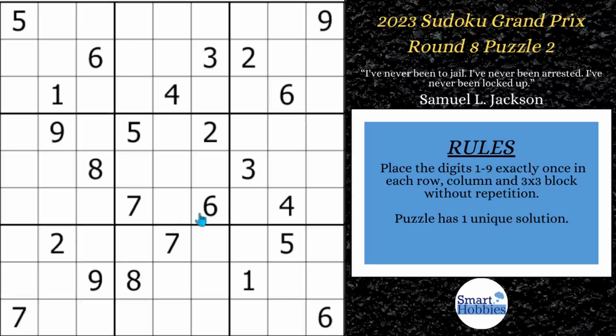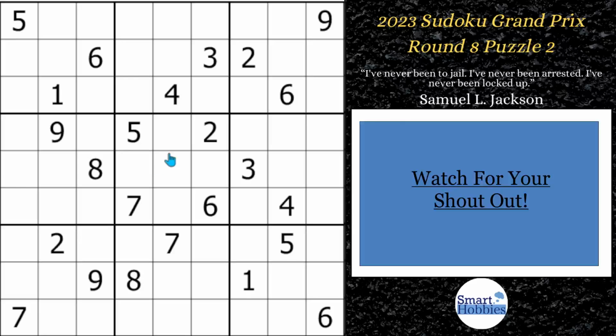Greetings, friend. I will give you the key to solving Sudoku locked candidates, including a locked triple combination in this puzzle, plus Smartie Party shoutouts.